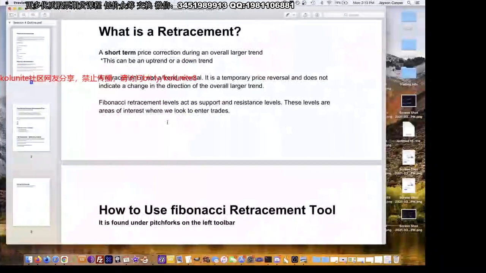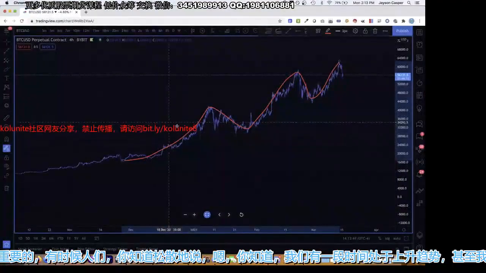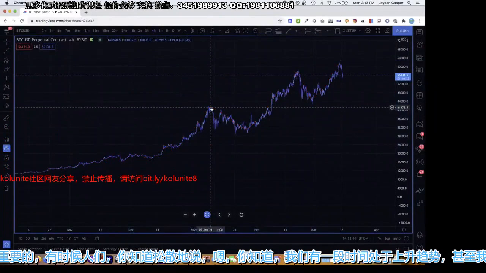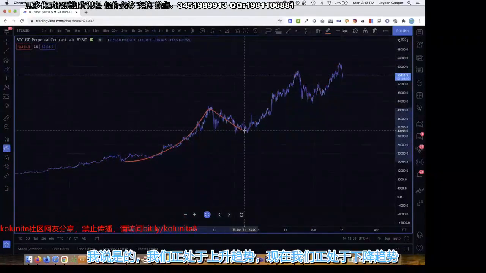Now, a retracement is not a trend reversal. This is very important. Sometimes people, loosely speaking, will say, well, we were in an uptrend for a while, and even I say this, right? I say, yeah, we're in an uptrend, now we're in a downtrend.